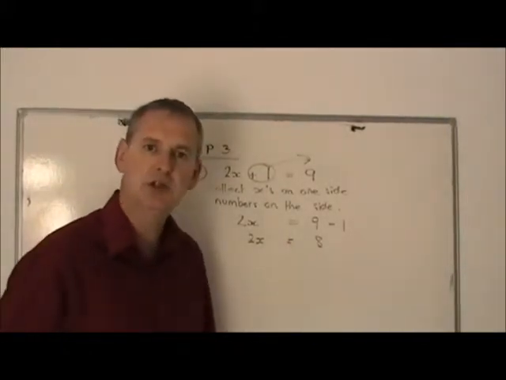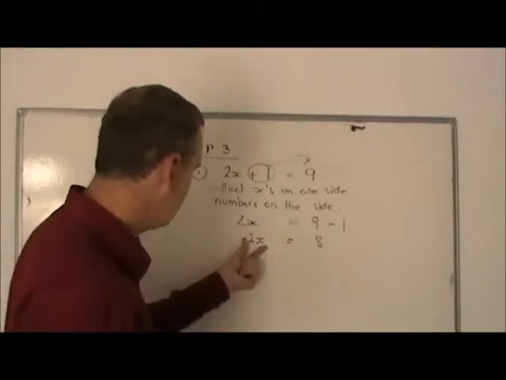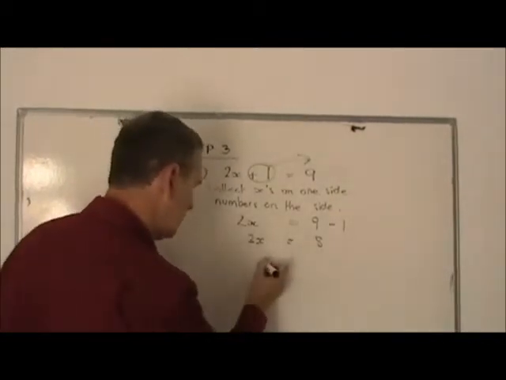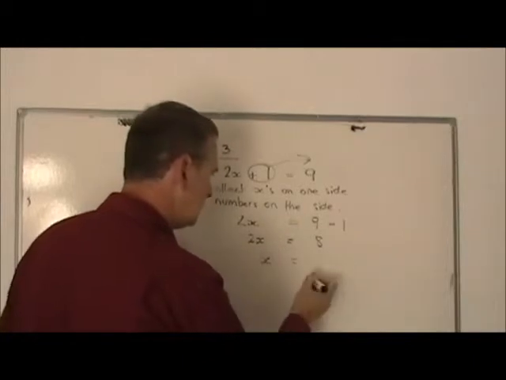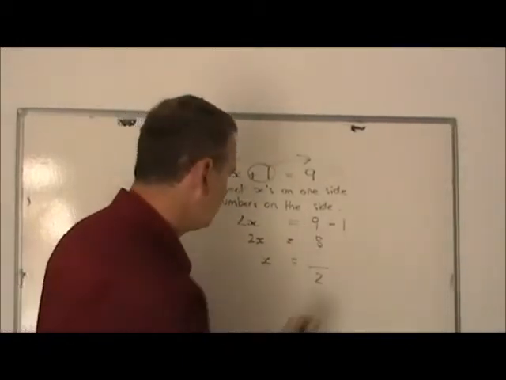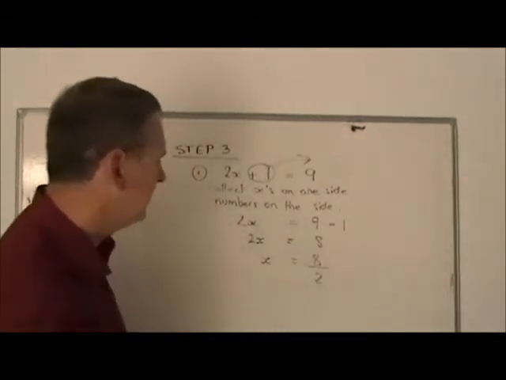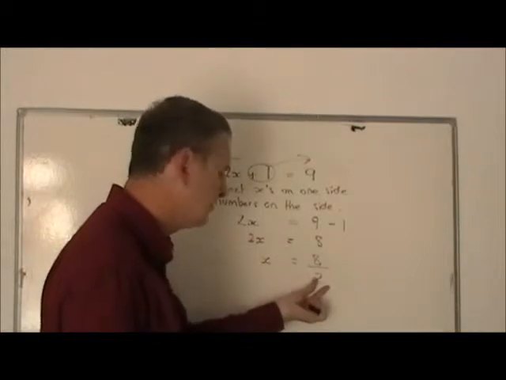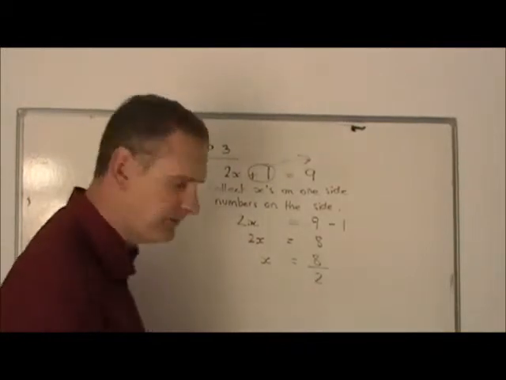This is now like a step 2 equation. I've got 2 times x. I don't want 2 times x or x times 2. I want to get rid of that 2. So I leave the x where it is and take the 2 to the other side, and it does the opposite. It becomes a divide by 2. You leave the 8 exactly the same. So you get x on the left equals 8 divided by 2. So the 2 has gone to the other side to become a share by 2.